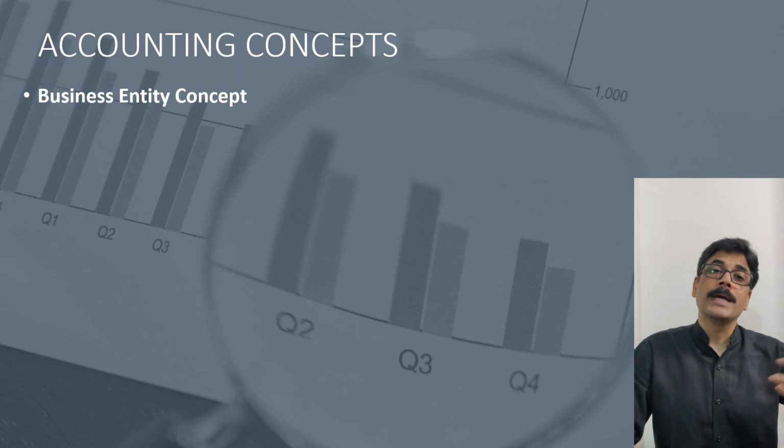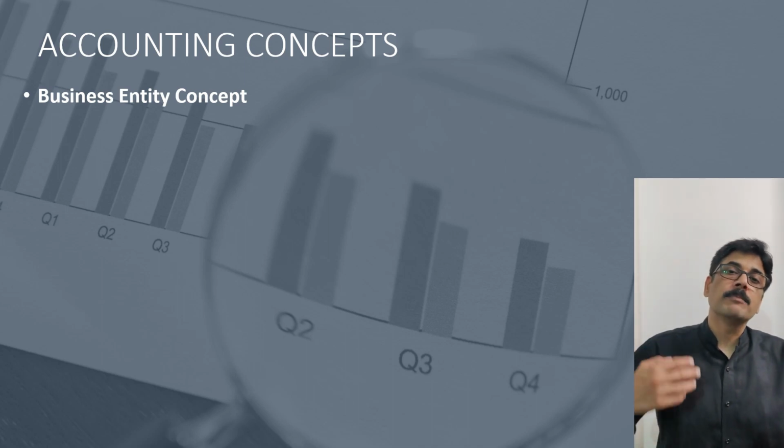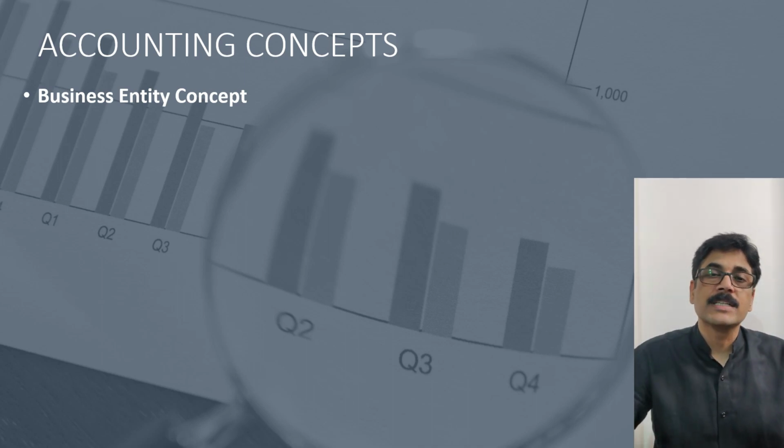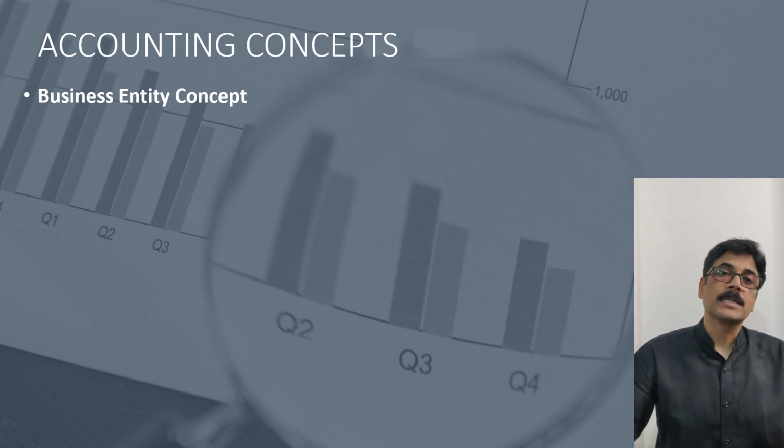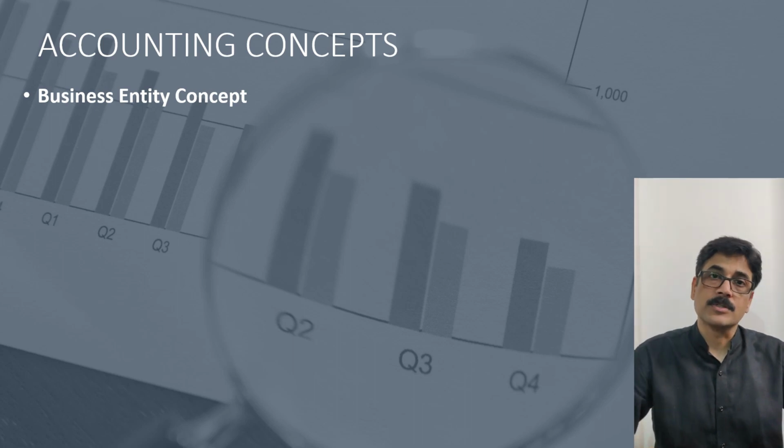The business has to pay back the capital, and over and above that, over the period, the profit which has been earned by the business. All this capital and the profit, a business is required to return back to the owner. So that is why the capital is shown on the liability side of the business. So this is the business entity concept. I mean, the business is separate from the owner.